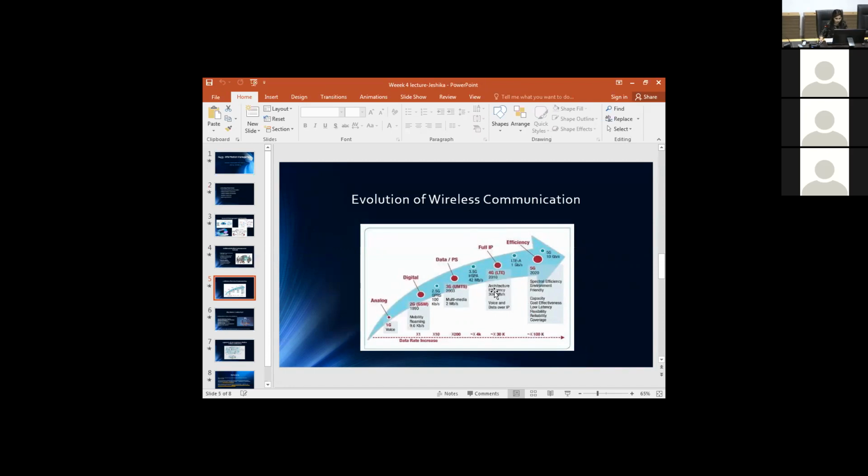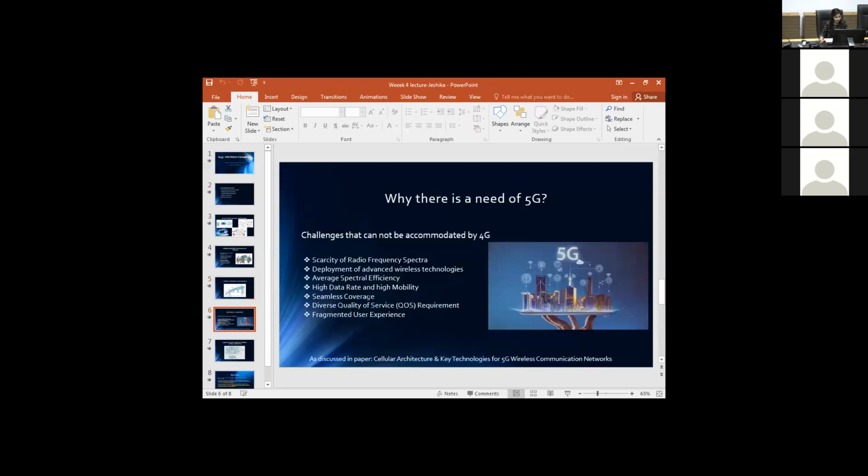And now, since we still have some challenges with 4G, we are moving on to 5G. That's what they claim, that it is going to be a new revolution in the mobile market, which has changed the way we use cell phones, with very high bandwidth. So that's that. Now let us see why there is a need for 5G.